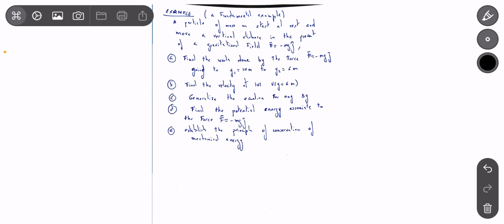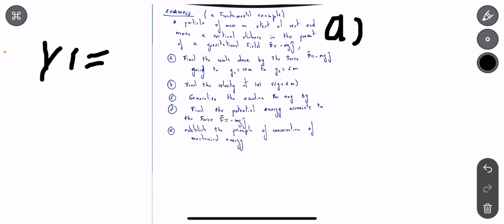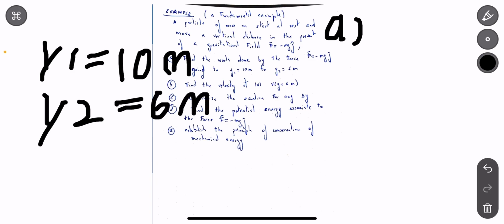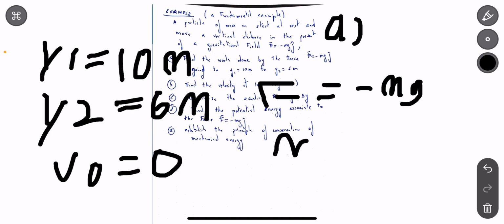So for A, we're going to start with this. They originally give us y1 equals 10 m and y2 equals 6 m, right? And then they give us that we have initial velocity as well, which is 0. And we also have the equation we're looking at, which is negative mg, with the mass being m.